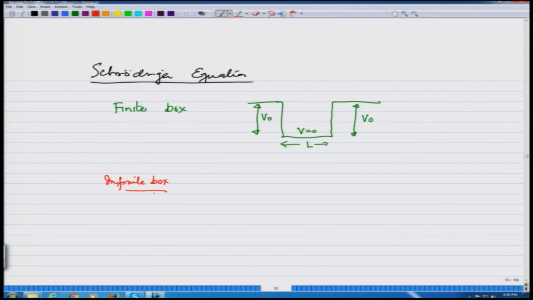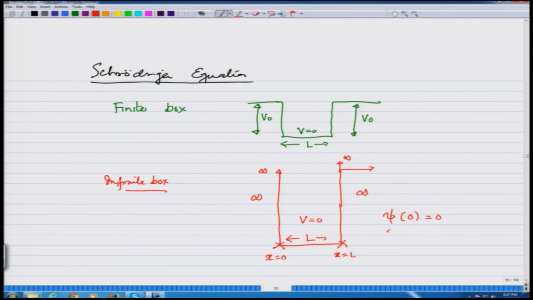box that we have already solved, which was that the potential was going to infinity outside a certain area which was of length L. So, here V was 0 and outside it was infinity. So, the wave function was taken to be 0 at these edges. When we took this to be x equals 0 and x equals L, the wave function satisfied the boundary condition that psi at 0 was 0 and psi at L was 0.